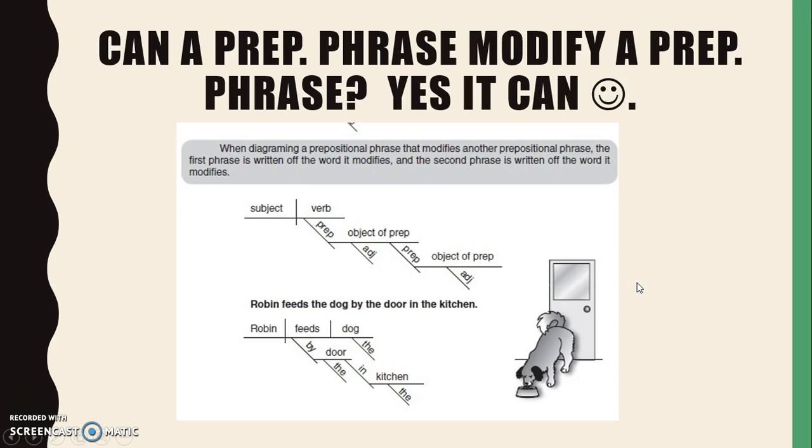All right, now you don't have to, this is just an introductory slide for the next lesson you'll have, the next split video you'll have. Can a prepositional phrase modify a prepositional phrase? Yes, it can. And this is how you do it. But don't worry about that until next week.